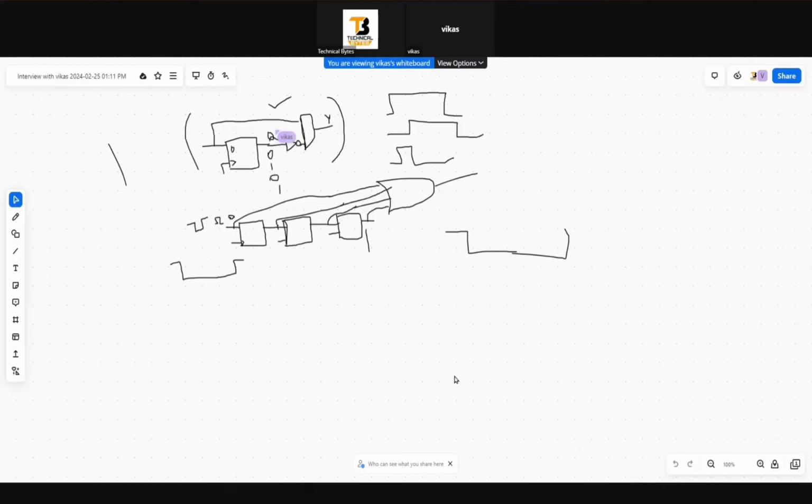What does a reset synchronizer do? When we are deasserting the reset, it will make sure that the deassertion happens aligned to the clock. And what about assertion? Assertion will happen independent of the clock. Right, that is the functionality of the reset synchronizer.